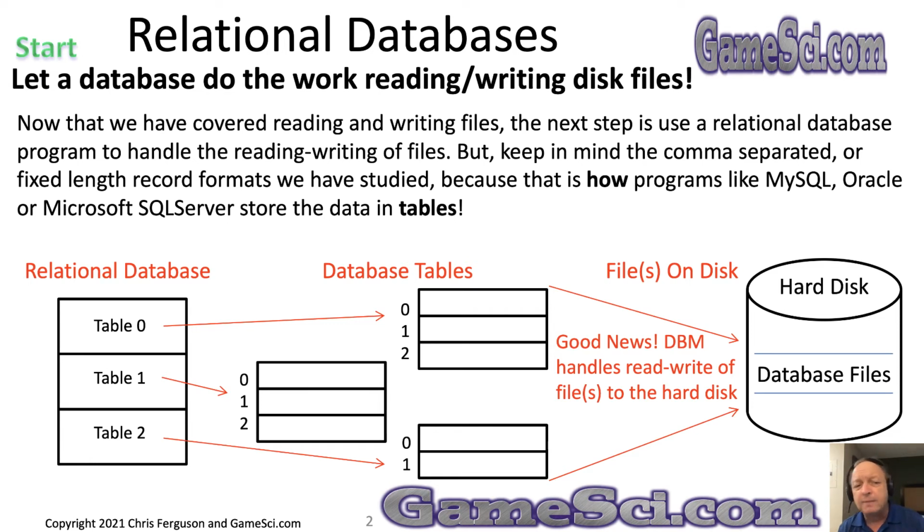But keep in mind the comma separated or fixed length record formats we've studied in past lessons, because that is how programs like MySQL, Oracle, or Microsoft SQL Server store the data in tables. Here's a logical view of a relational database. A relational database is composed of one or more tables. Each table will contain data in row and column format. You can have multiple tables per database, and each table will have its own set of rows and columns. Usually each table gets its own disk file on the database. Finally, this third table, or table 2, has its own set of rows and columns.